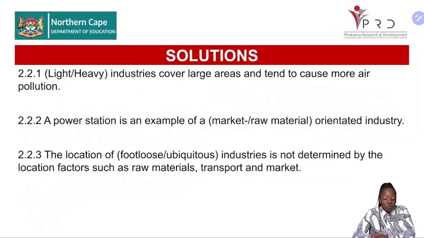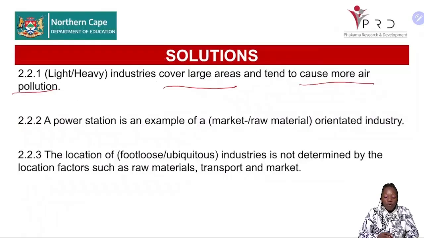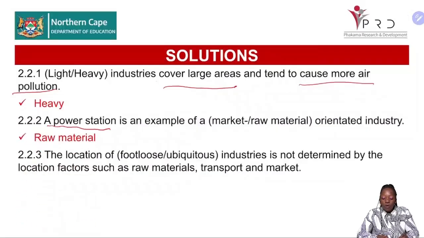Right, grade 12, looking there at our first question. Remember, we are looking at the industries that cover a large area and tend to cause more of the pollution. Between the light and the heavy, we have the heavy industry because the characteristics match the heavy industry. Then a power station is an example of the market or the raw material orientated.